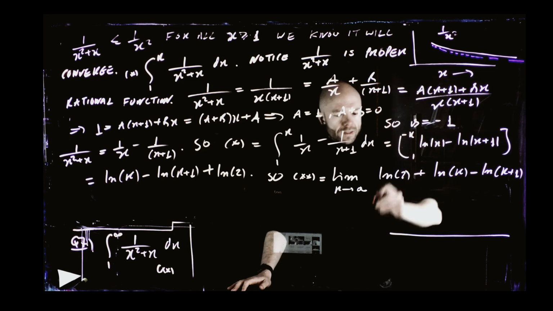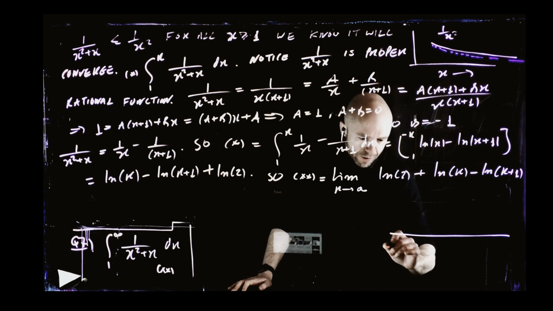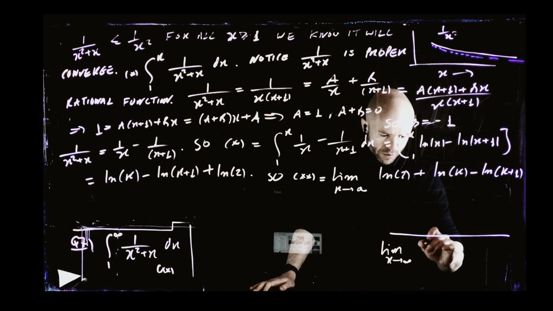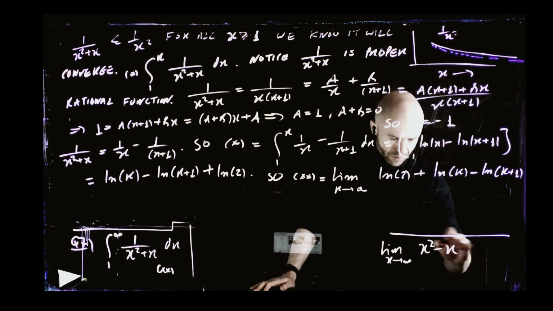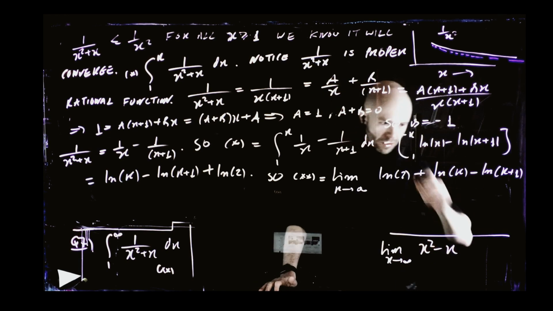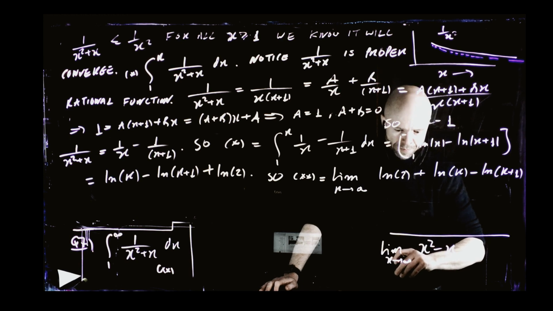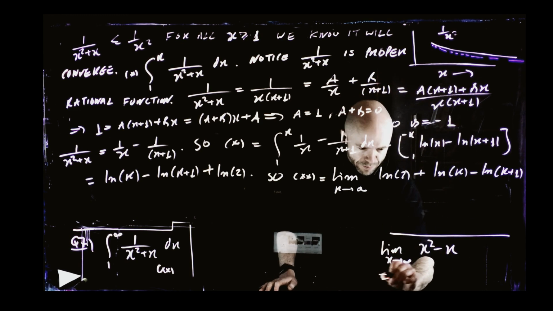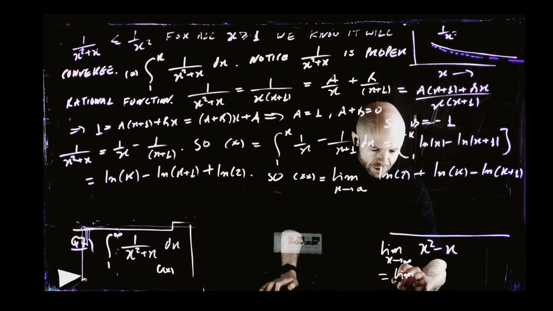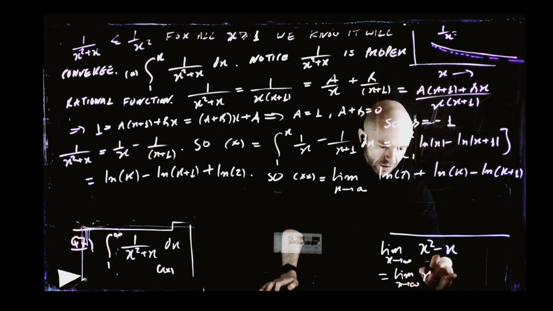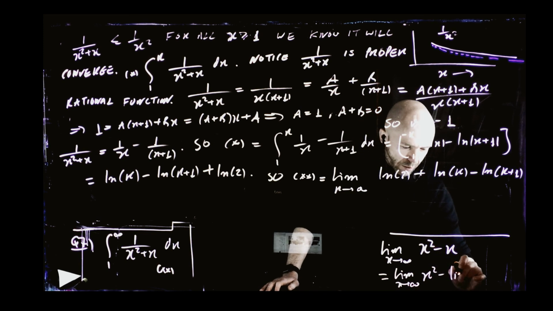I mean, suppose we had something like this. Suppose we had the limit as x goes to infinity of x squared minus x. I was trying to come up with something which looks more like this, but let's look at this. If we broke this up, this would be the limit as x goes to infinity of x squared minus the limit as x goes to infinity of x.